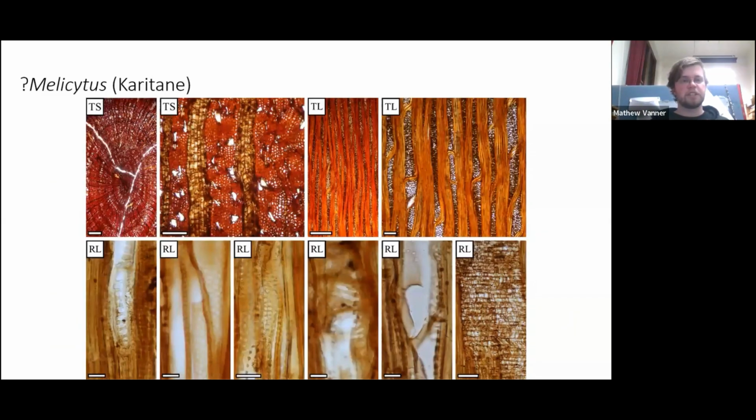This Melicytis material from Karatani is really interesting to look at. On the hand specimen, it has a really large outer growth of calcite on it, and it was found in an actual lava flow. So it's a very weird sample, just in terms of how it was preserved and where it was preserved. And that's before you start looking at the microstructure.